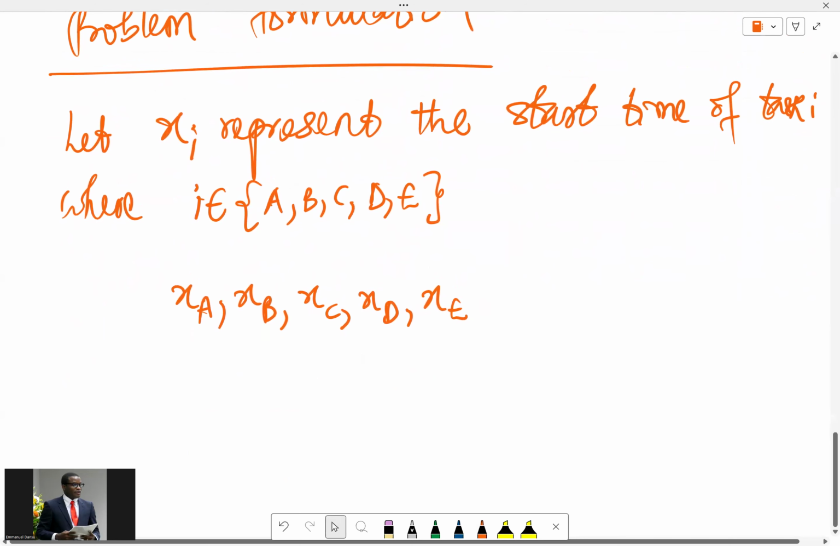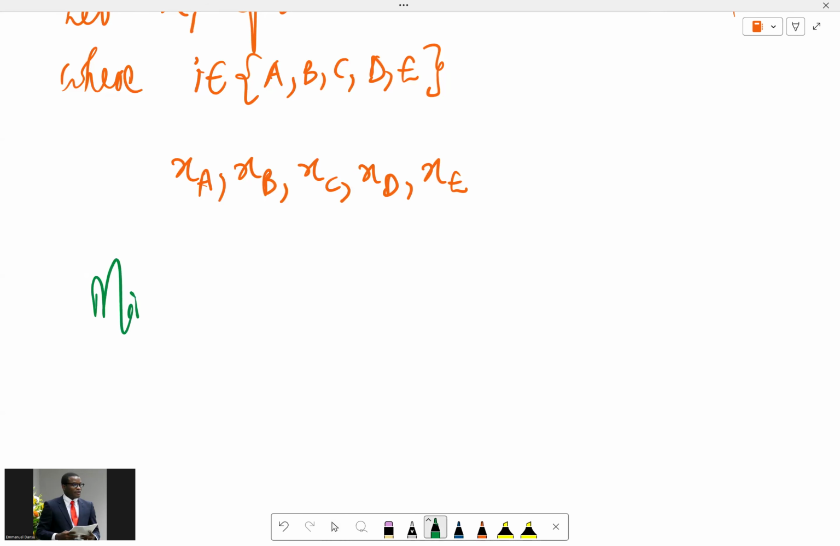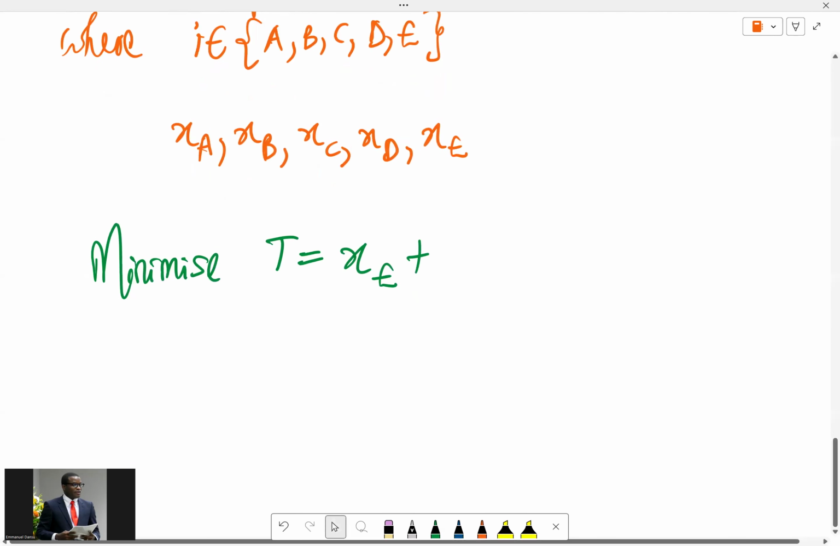Then we can talk about the objective function, which is to minimize the total project duration. Therefore, we want to minimize the completion time of the last task, which is task E in this case. So the goal is to minimize T equals the start time of task E plus the duration for task E itself, which is 2 days. So the start time plus 2 days is what we want to minimize as much as possible. This is because task E takes 2 days, so the project finishes 2 days after XE, because XE is the start time, right? So that is what we want to minimize.